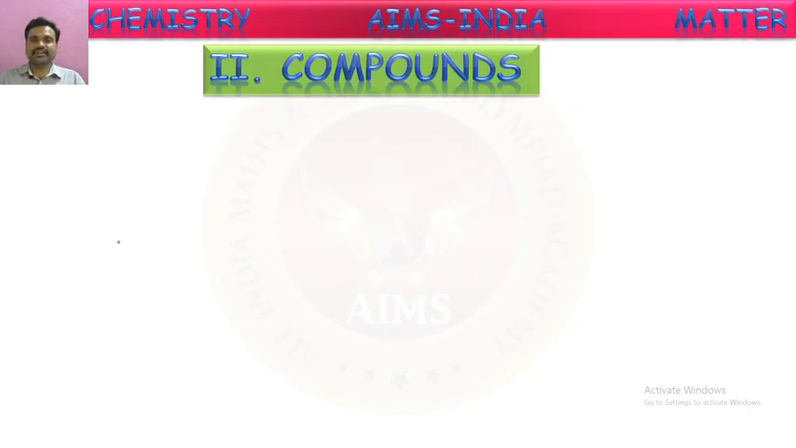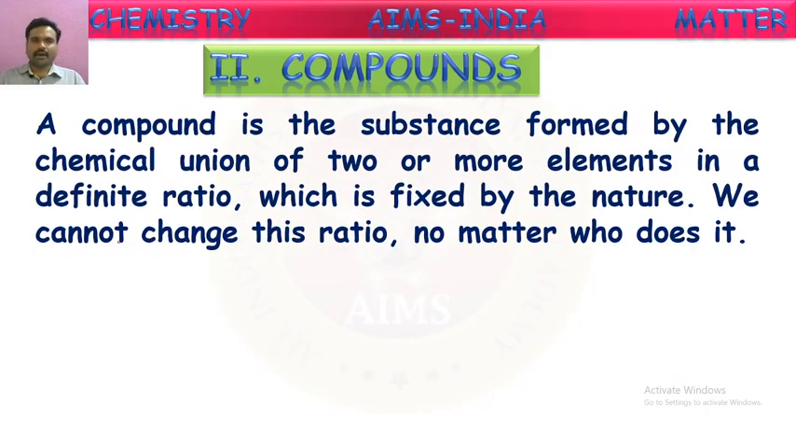Next, the second category of pure substances, that is compounds. A compound is a substance formed by the chemical union of two or more elements in a definite ratio, which is fixed by nature. Yes, compounds are formed by the chemical combination of two or more elements. There, the combination is in a fixed ratio. This is done naturally. We cannot change this ratio, no matter who does it. However it is formed, we cannot change this ratio. A compound always has a fixed ratio of elements in it.